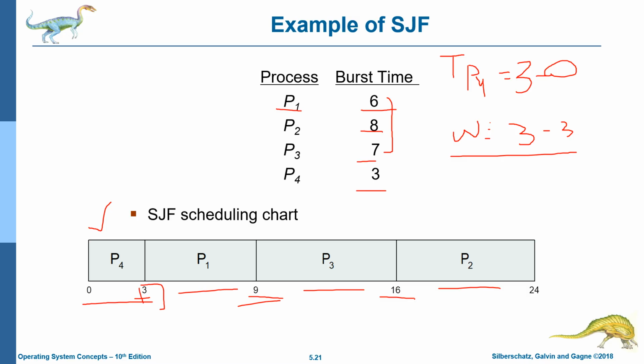Similarly, we can calculate the average turnaround time. We will add the turnaround times of each process and divide by the total number of processes, that is 4, and we will add the waiting times of all the processes and divide by the total number of processes, that is 4. We will get the average turnaround time and the average waiting time.